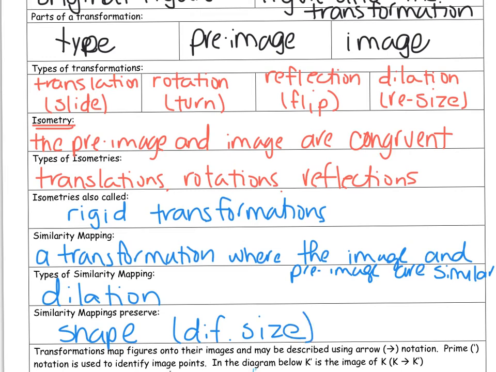If the size and the shape are the same, then we'd have a rigid transformation, which is an isometry. Rigid transformations are where the preimage and the image are congruent. If they are similar in shape, then that is a similarity mapping, and that's a dilation.